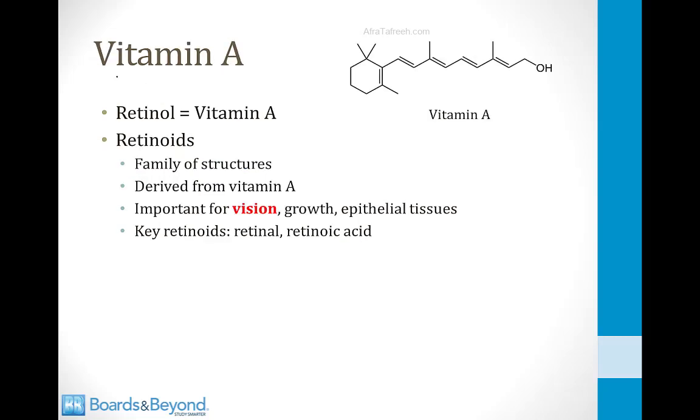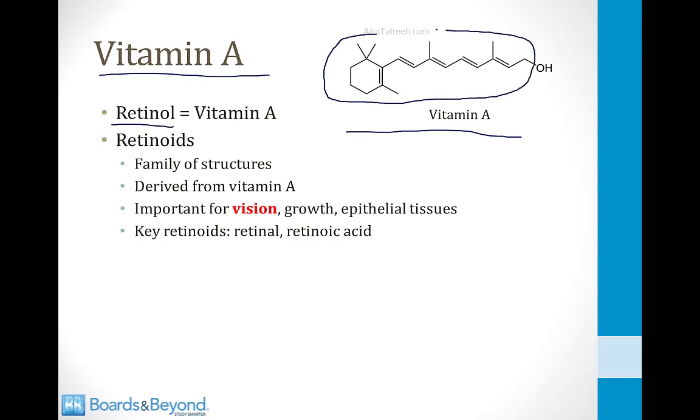The first vitamin we're going to talk about is vitamin A. Vitamin A is also called retinol. This is the structure of retinol on the screen, and you can see that it's almost entirely carbons and hydrogens, and therefore it should make sense to you that it is a fat-soluble vitamin. Retinoids are a family of structures that are derived from vitamin A, and they are important for vision and growth in epithelial tissues. In fact, because they're important for vision, they are named retinoids because they affect the retina of the eye. And some of the key retinoids that we're going to discuss in this module are retinol and retinoic acid.